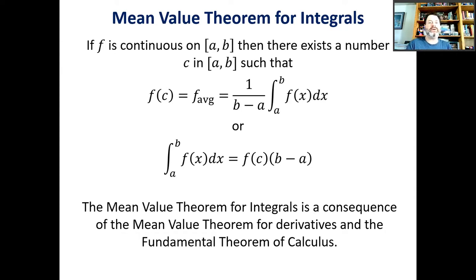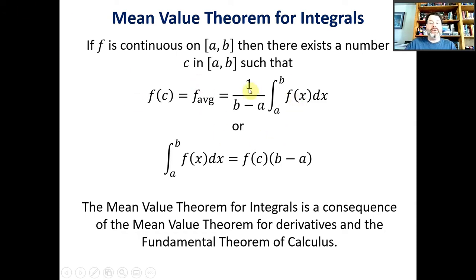So if f is continuous on [a, b], then there exists a number c in [a, b] such that the function value at c is the same as the average value of the function. Right? So we're just saying that the function takes on a value where if you draw a horizontal line, then the area of the rectangle is the same as the area under the entire curve. That's all it's saying.